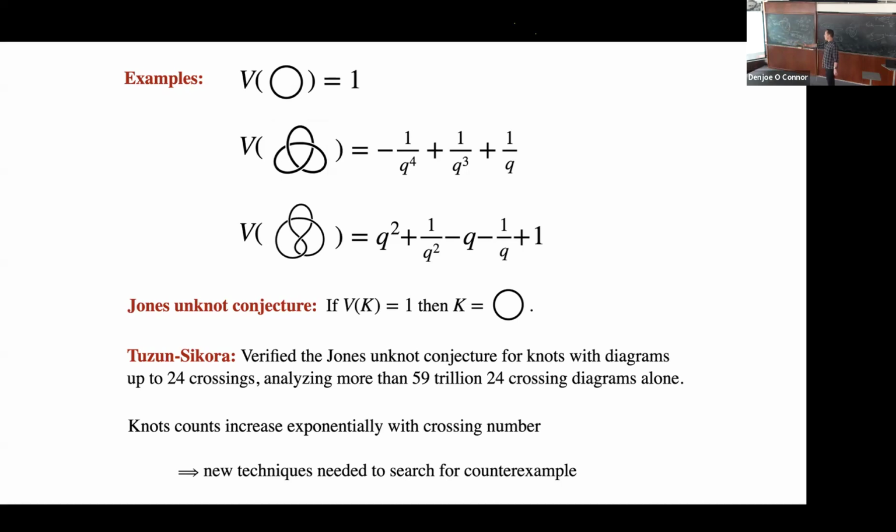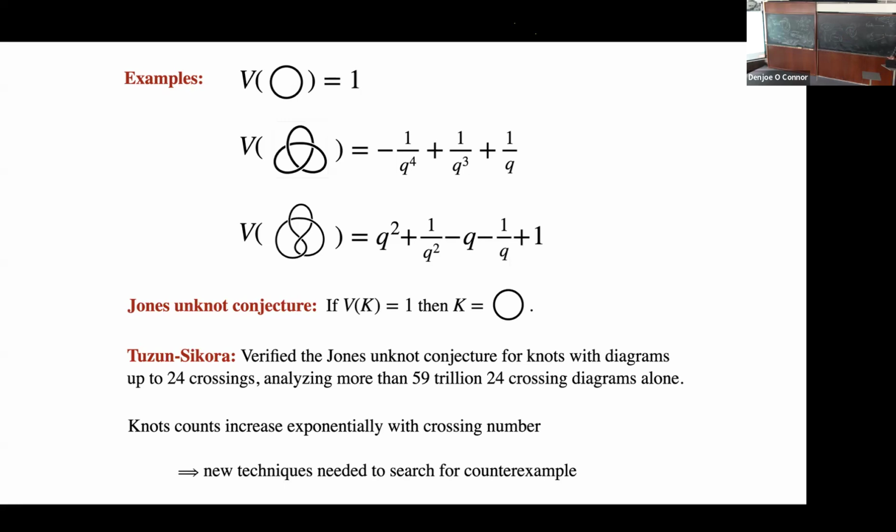Well, knots increase exponentially with crossing number. So I don't know the number of 25 crossing knots that would have to be checked, but essentially we're at the limits of where I think we can reasonably use classical techniques. The coefficient is large. Yes. Yeah.